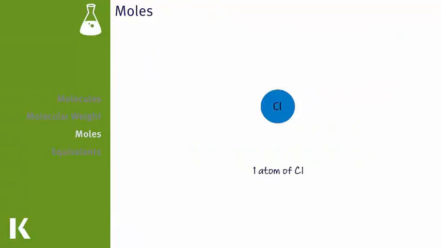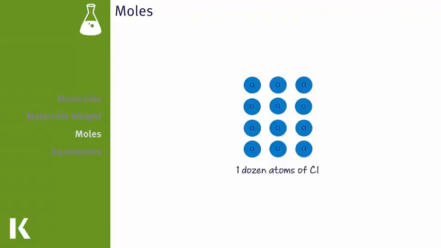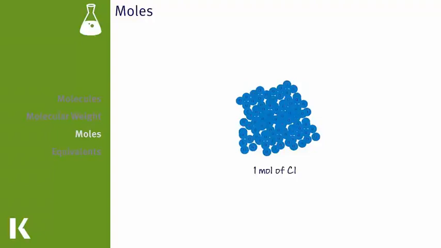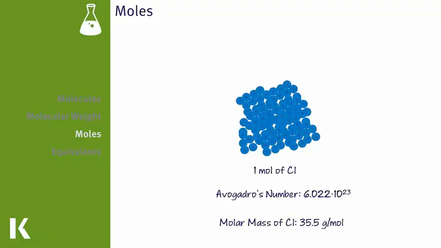Moles are a concept that confuse a lot of chemistry students, but they're simply a convenient measure of amount. So if you want to look at some chlorine atoms, you can look at a single atom, as shown here. Or you could look at a dozen atoms of chlorine, which is equal to exactly 12. Or you could look at a mole of chlorine, which is equal to exactly 6.022 times 10 to the 23, a number also known as Avogadro's number. And molar mass is just the mass of 1 mole of any atom. And the molar mass of chlorine is 35.5 grams per mole.